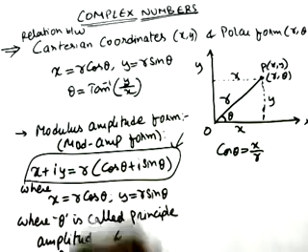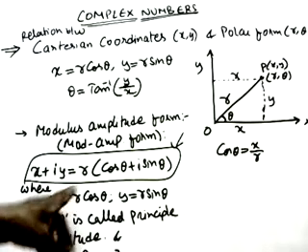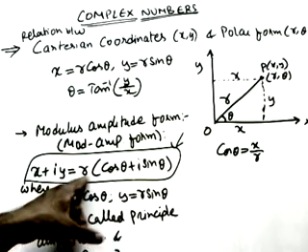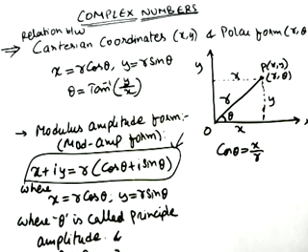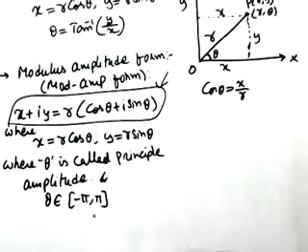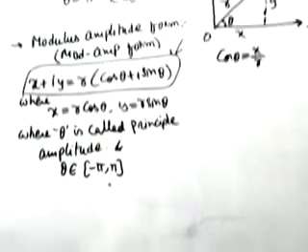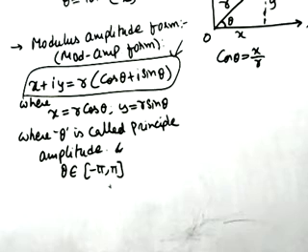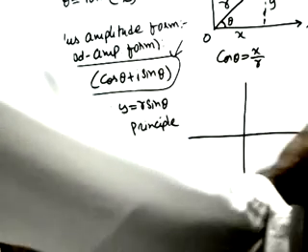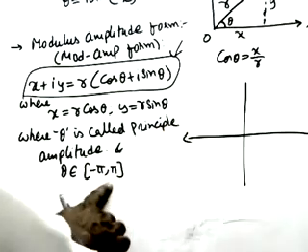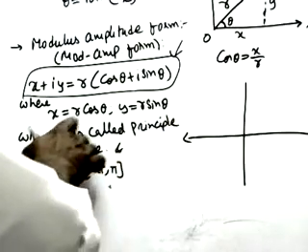This is called the mod amplitude form, r into cos theta plus i sin theta, where x is r cos theta and y is r sin theta. Another thing is that this theta is called the principal amplitude. So how to take the principal amplitude? Watch carefully. The principal amplitude is from minus pi to plus pi.